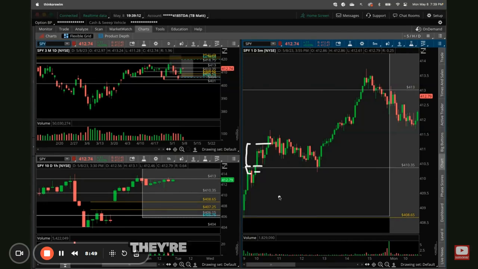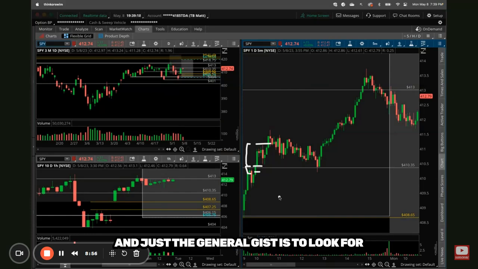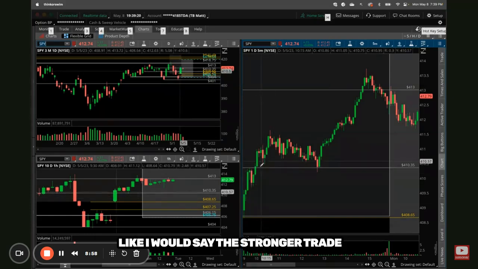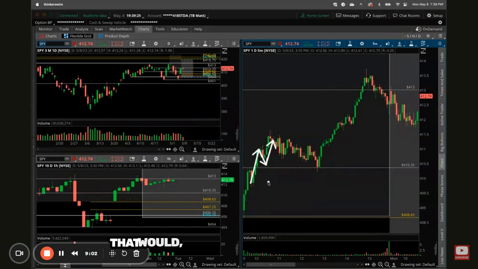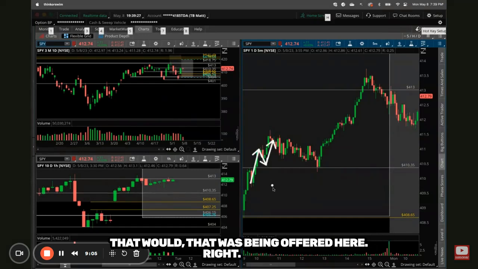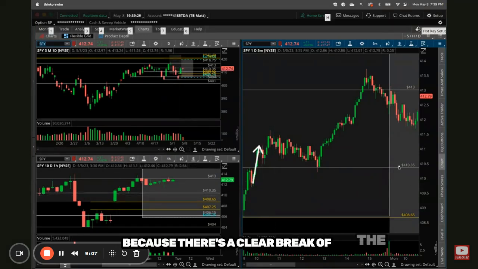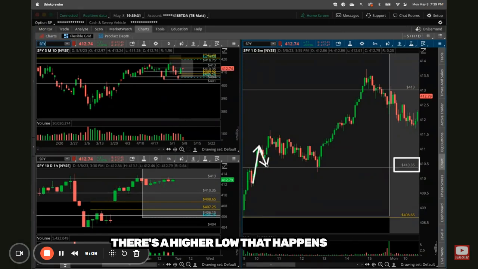So hourly opens and closes, they're going to offer zones. They're not going to be perfect to the tick. And the general gist is to look for resolution. I would say the stronger trade on this particular SPY chart would have been the higher low that was being offered here, right? Why? Because there's a clear break of the level, and then there's a higher low that happens above the level.